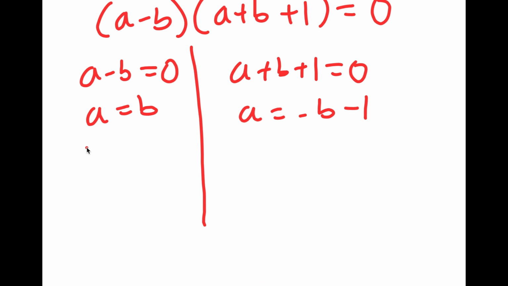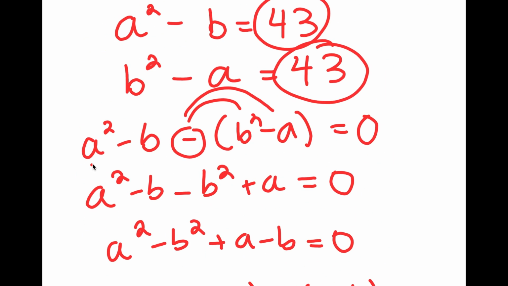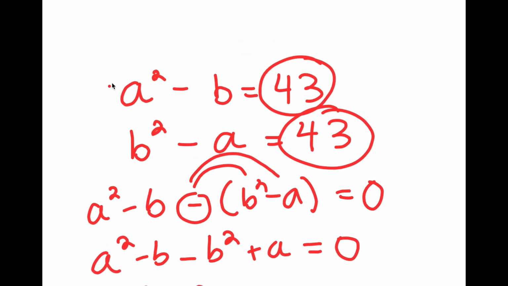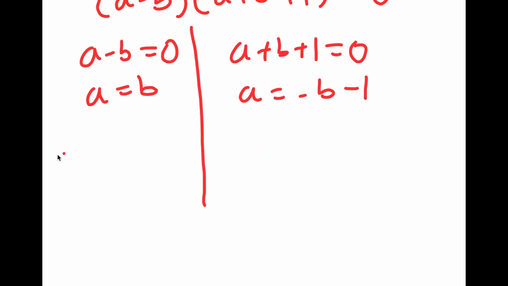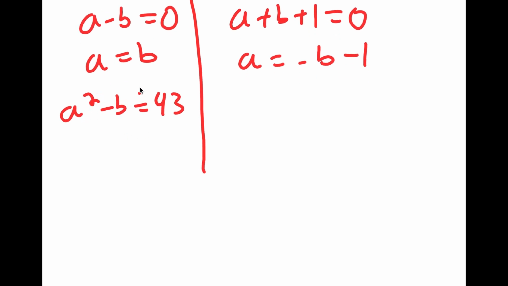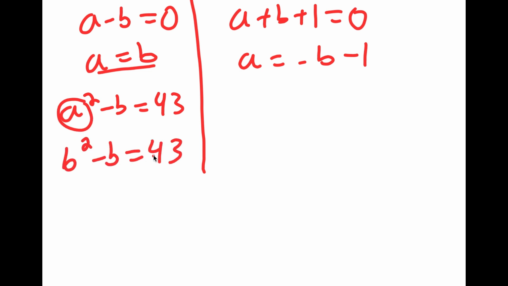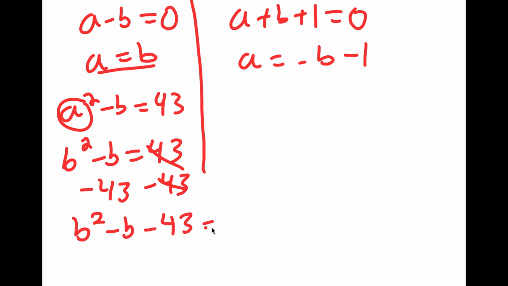Now, remember how we can choose any of these equations. I'm going to choose the first one, and I'm going to write it over here. So I have a squared minus b is equal to 43. And now that we know that a is equal to b, I'm going to rewrite a as b. So I get b squared minus b is equal to 43. Now if I subtract 43 on both sides, I get b squared minus b minus 43 is equal to 0.